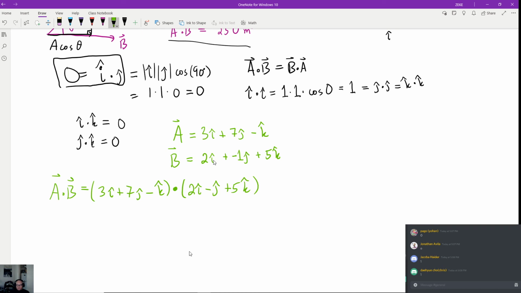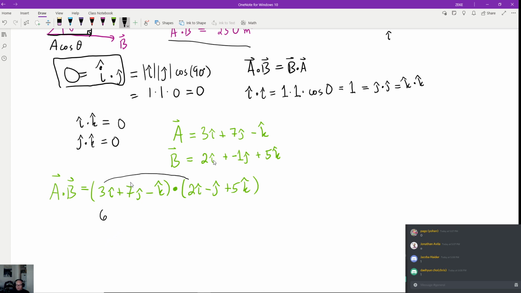Now, how am I going to do this? Well, really there would be 9 terms here, right? You would have this one times this one, dot products. That would be 3 times 2, and then i hat dot i hat. Remember, i hat dot i hat is 1, right? So you get 6.